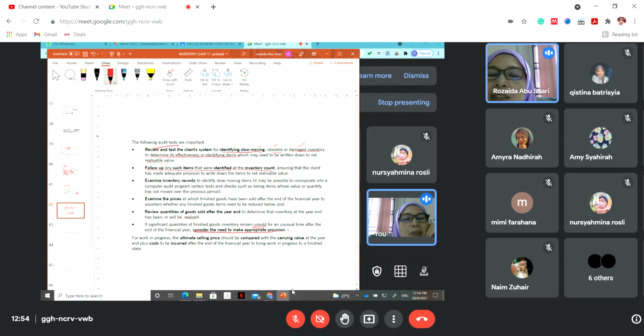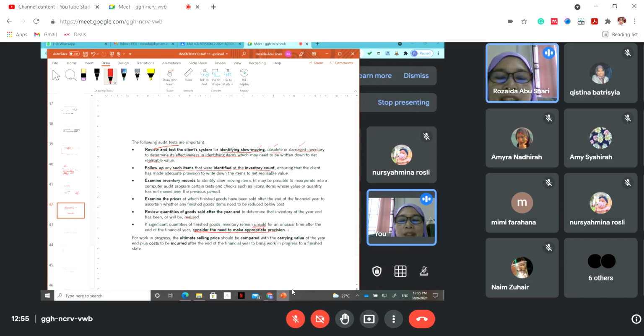So how does the company estimate? Dia bergantung kepada how they identify the slow moving, how they identify the damaged, obsolete inventory. So you need to check whether it is appropriate to make the provision or not. So katalah item tu tak jual 3 bulan je, lepas tu dia dah masukkan dalam provision. So you kena tengoklah what is the intention of the management.